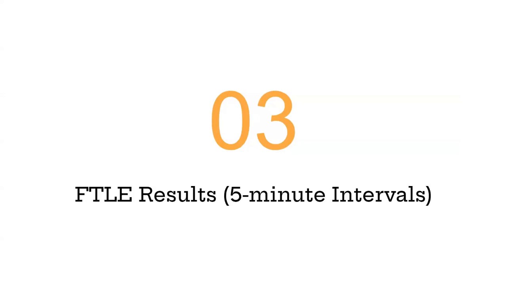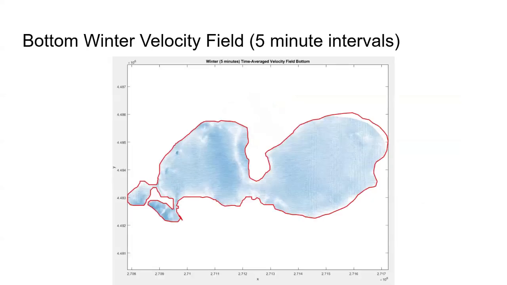Now we're moving on to the next FTLE results, which is 5 minute intervals instead of the 1 hour intervals of data collection. Again, 500 by 500 grid points. For these data sets, we do have different z-axes, so there are different levels of basins. For this first one, we will be looking at the bottom winter velocity field. Again, this is for 5 minute data intervals.